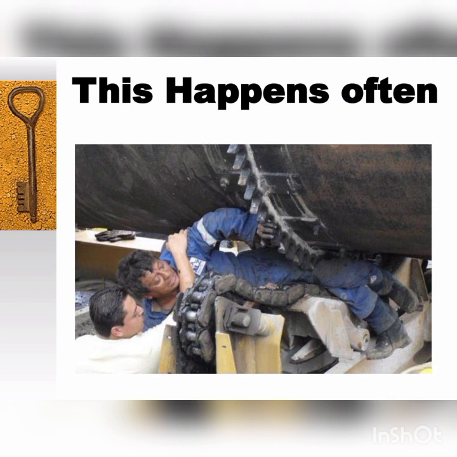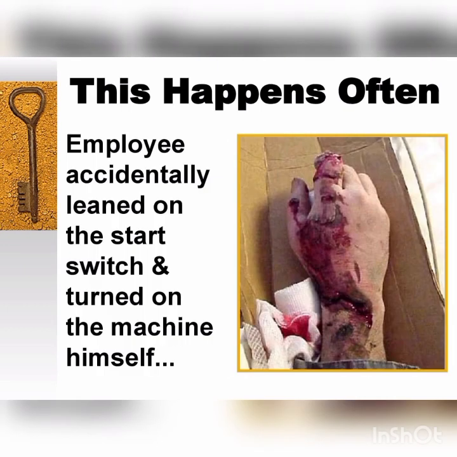On the screen you can see some pictures which show personnel injuries. These pictures depict that there are some accidents which are because of failure of a system, or failure of a supervision, and failure of the HSE tool which is LOTO.